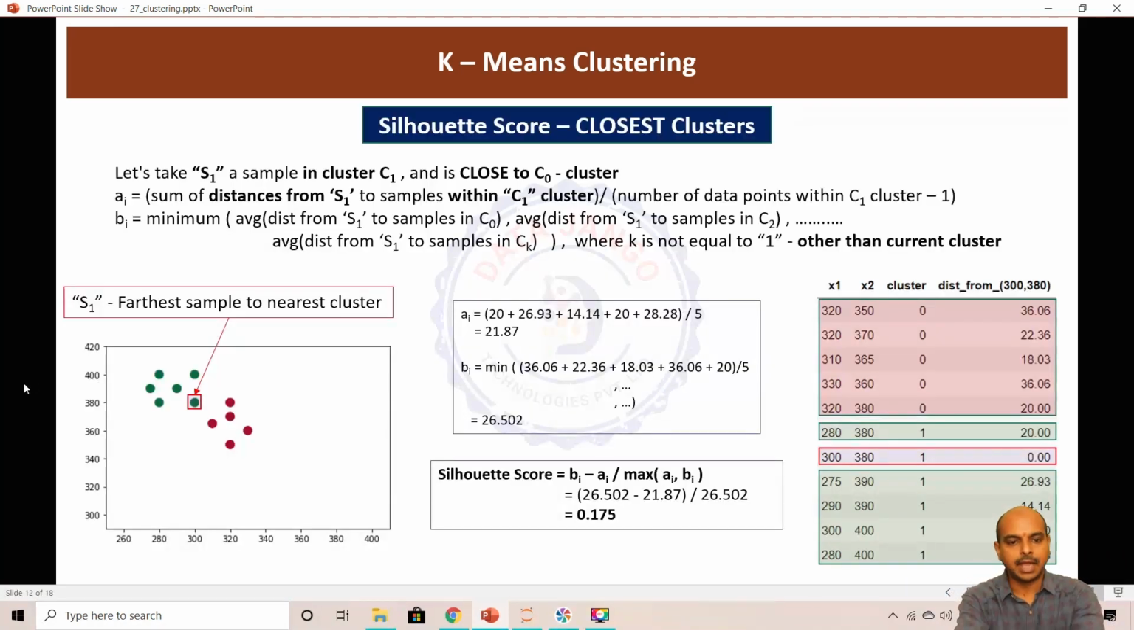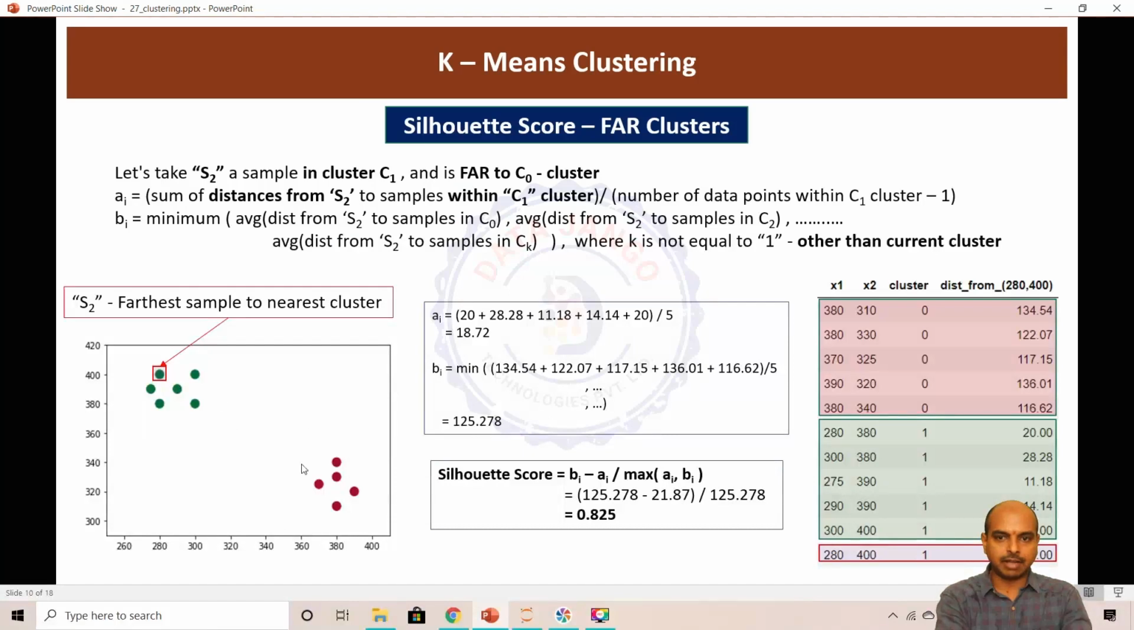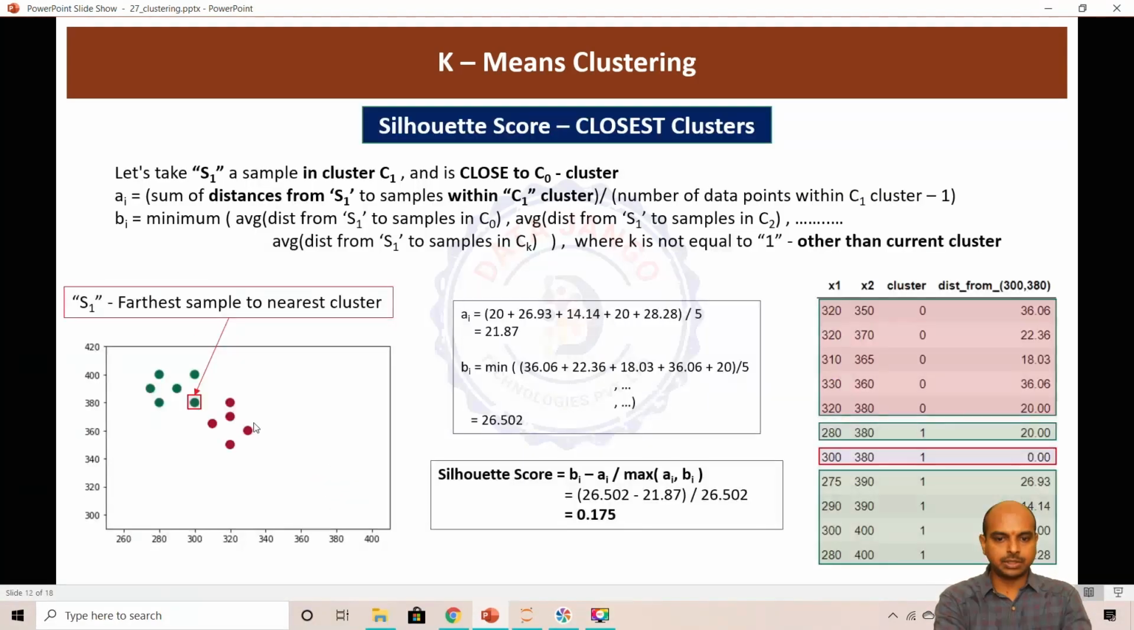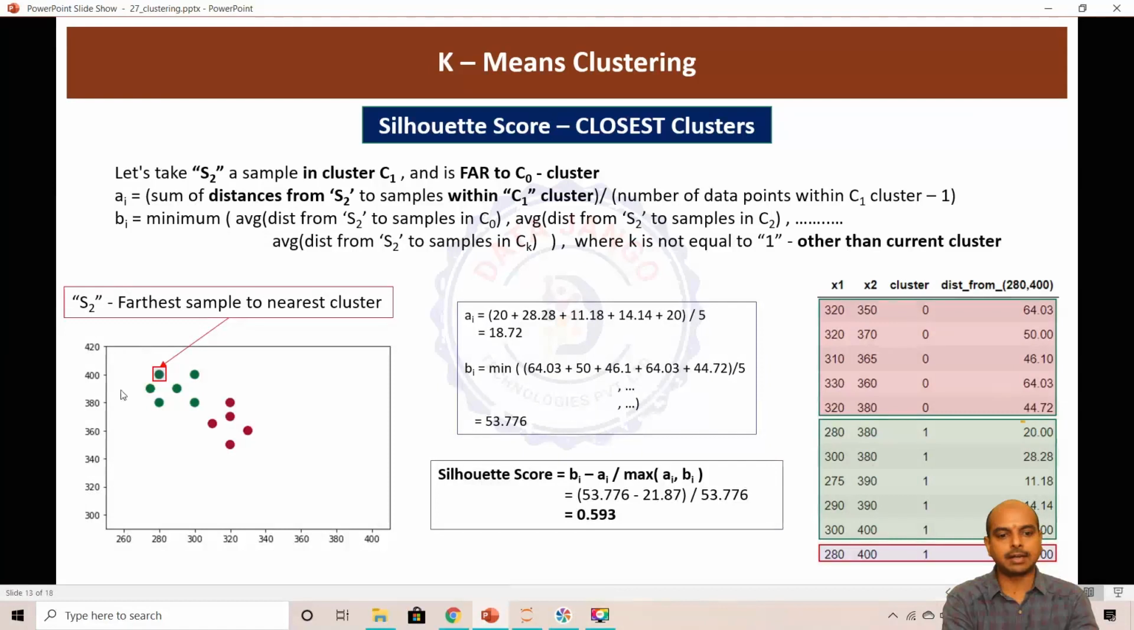See this here. I have taken closest sample to the closest cluster. When I say closest sample to the closest cluster, okay, and the clusters are close to each other. See this, they are close to each other. If you compare this, these are far from each other, these are close to each other. Now I calculated silhouette score, I got 0.175, which is close to 0, right? Now I'll take a data point which is far from the closest cluster. See this, the score is high, 0.593.